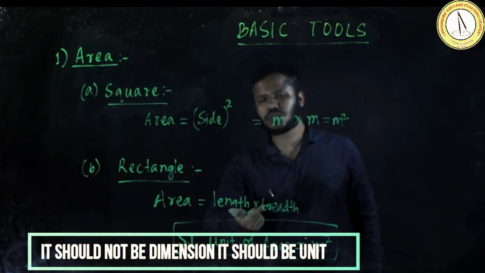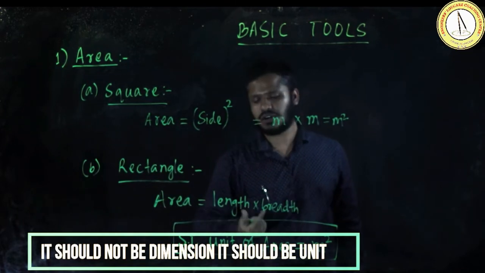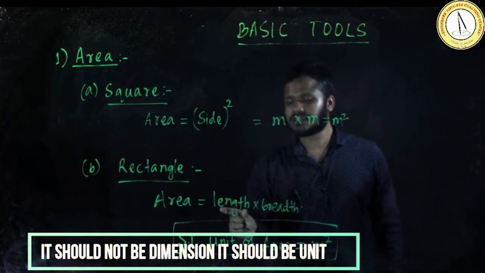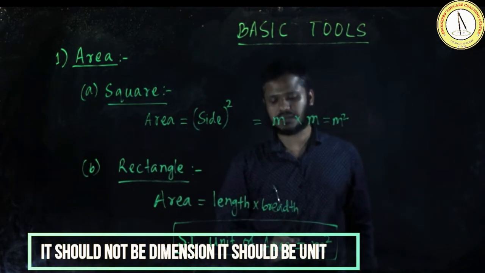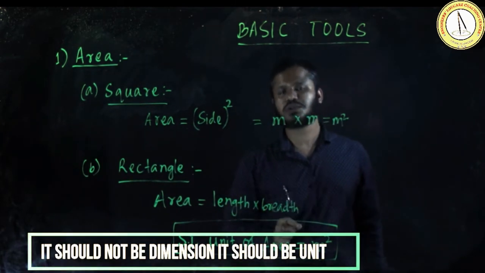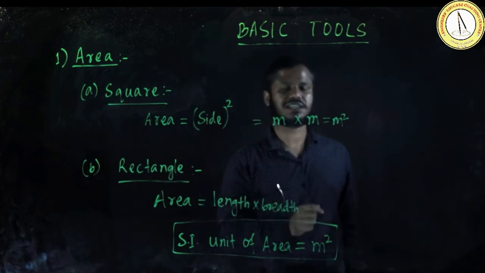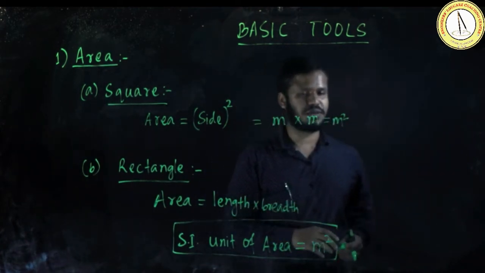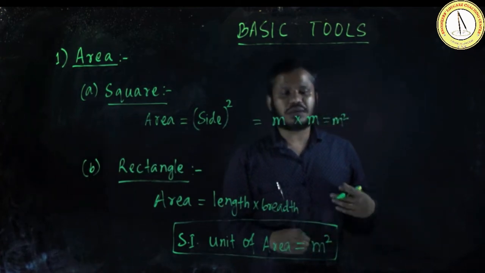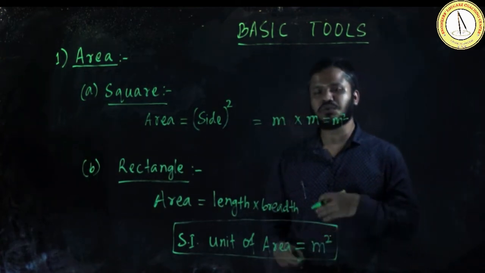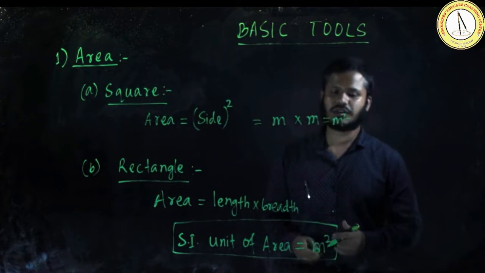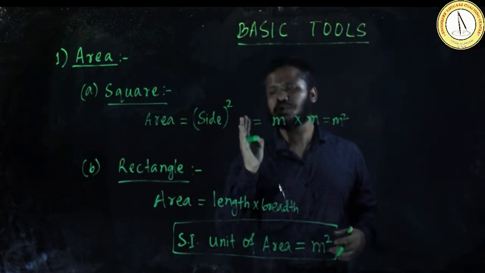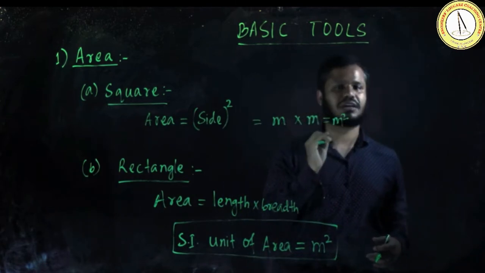Now again just look at the formula of the area of rectangle. Now what is the dimension of length? The dimension of length is meter. The dimension of breadth is also meter. So meter into meter is meter square. So the SI unit of area is always meter square. You should always remember about the units. This is very important. In any topic you should know what is the unit of parameters.